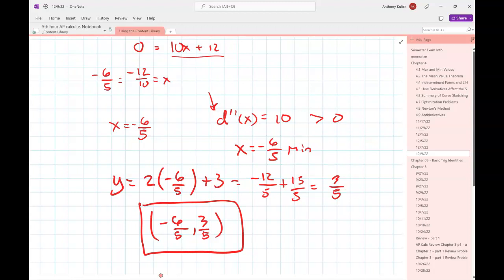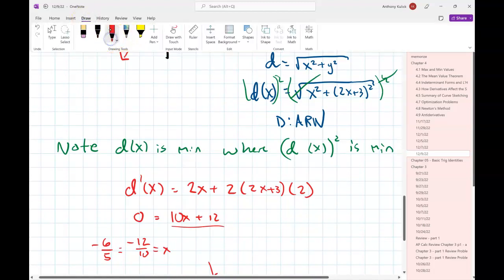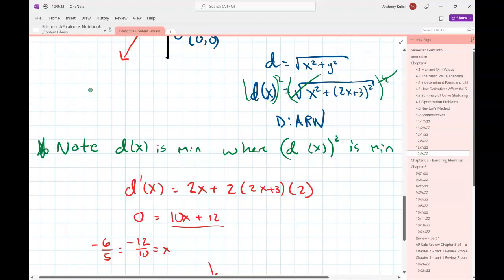that's what I did. Does that feel okay, Mackenzie? Yeah, and this observation here was a big time saver, right? Noting that the minimum for the distance was going to be the same as the minimum for the distance squared. That saved us a lot of time because it made the derivative so much easier to deal with. And again, when you're dealing with a distance situation like this, you can use that trick.